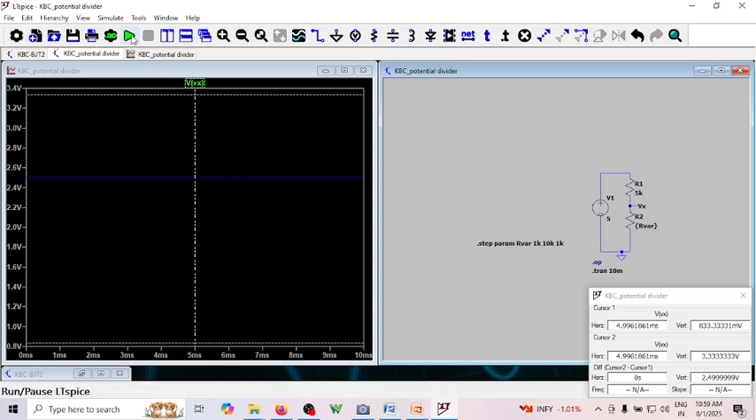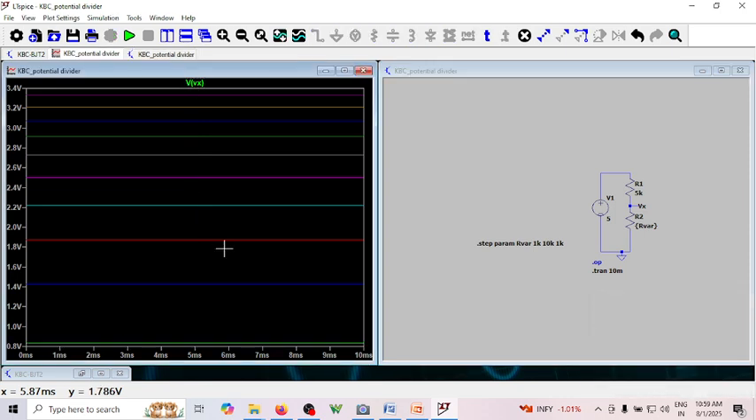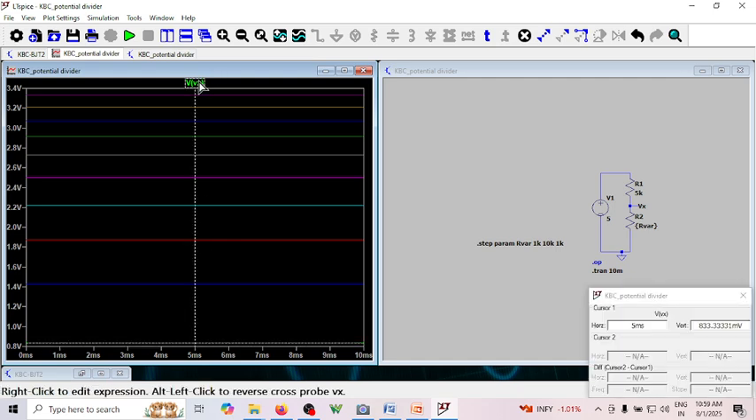If you run it now, you'll have different values. Can you see? You have 10 different values. This is for 1K, 2K, 3K, 4K, 5K. So of course, how can you see them? You can come here, press escape, just press once here, and you get the cursor. You can see this dotted line at the bottom most. Can you see this dotted line?